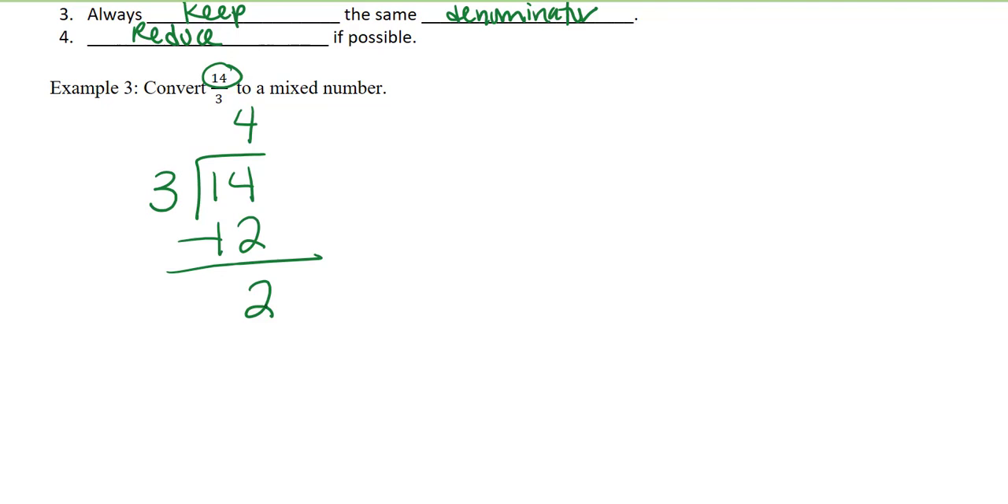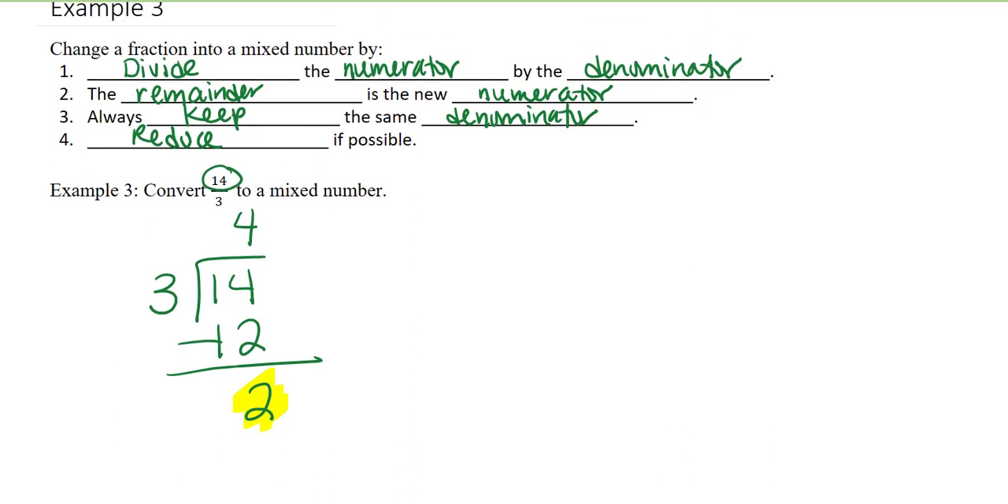So this now is the remainder, right? So we see the remainder becomes the new numerator. So let's go ahead and write that. So our new numerator is 2. We're going to keep the same denominator. So that's 3. And then this 4 becomes our whole number. So we have 4 2/3.